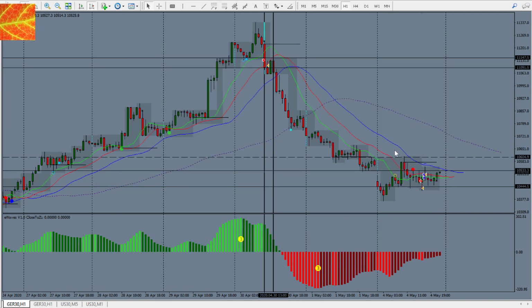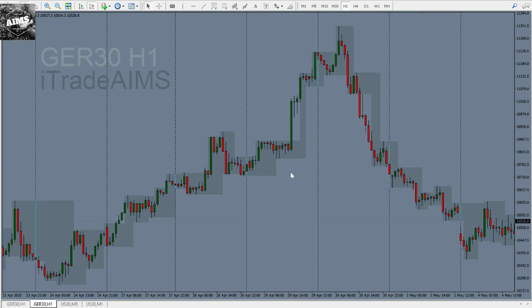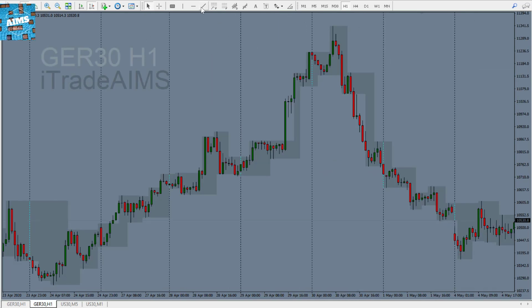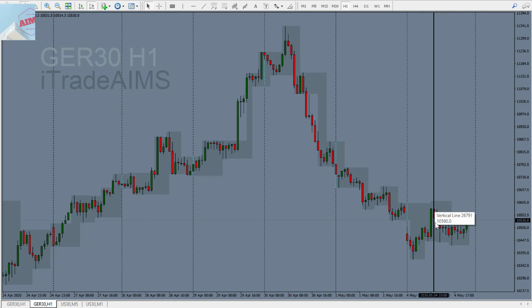So for the purpose of this exercise, I'm going to go to a chart where there's no other indicator, so we can focus on the boxes only, right? So here we are. Now I'm going to draw a line here. This is the London Open. So suppose this is the London Open.